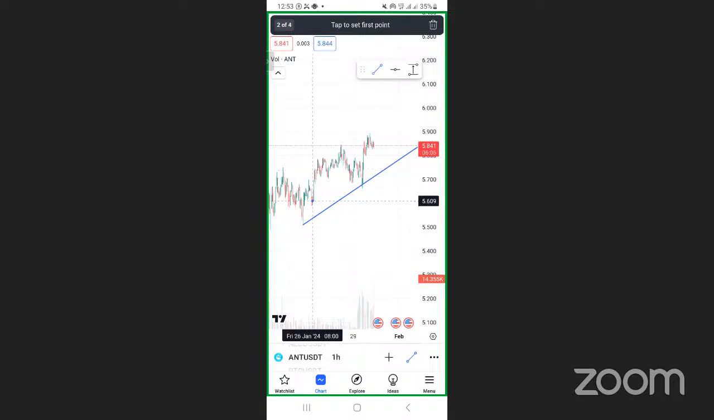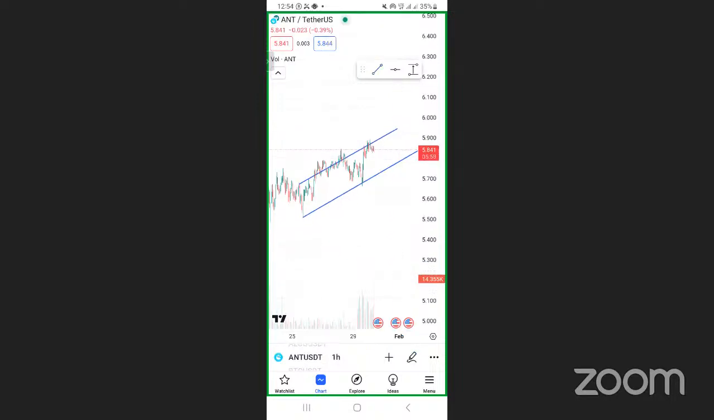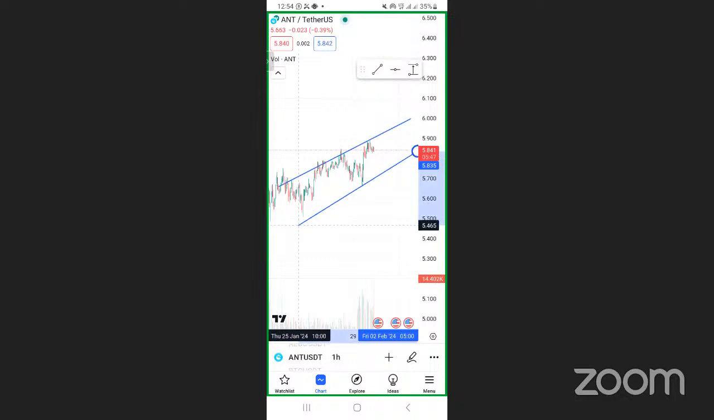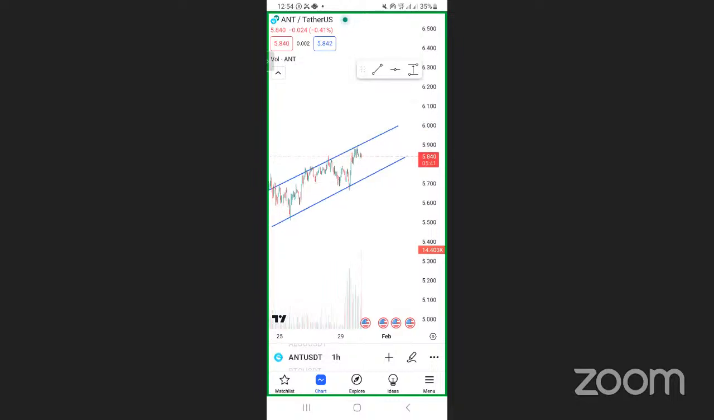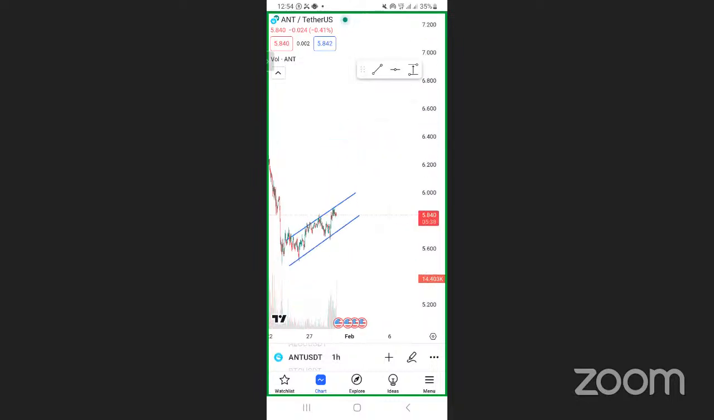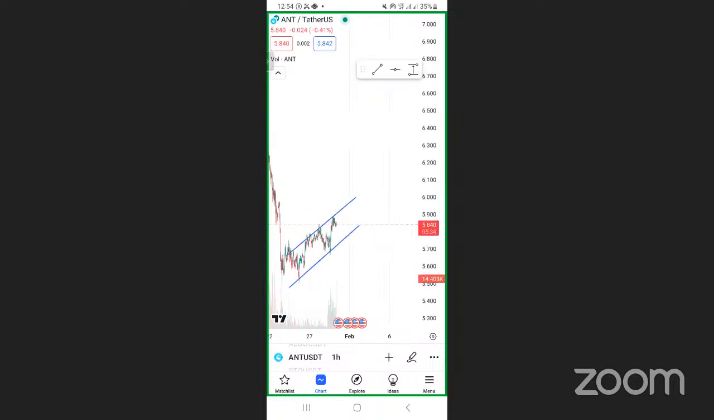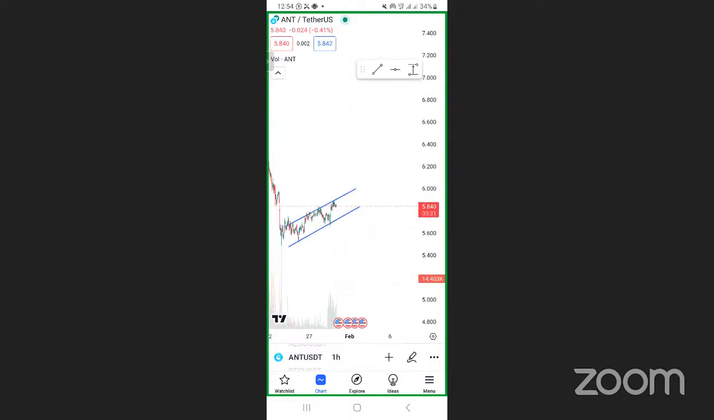Then I can even make another one on top of these other ones. Okay, like that. I can even draw another trend line. I hope, ladies and gentlemen, you're following. What I want to show you is how do I trade in this kind of market. You get it?